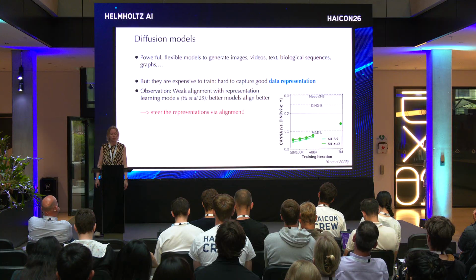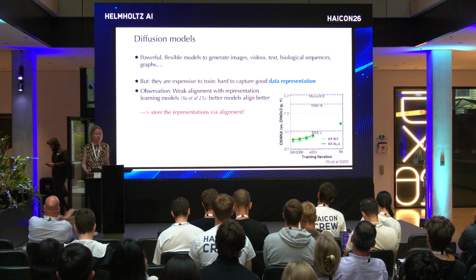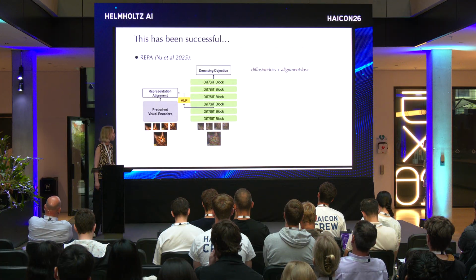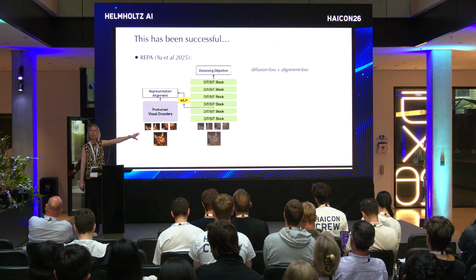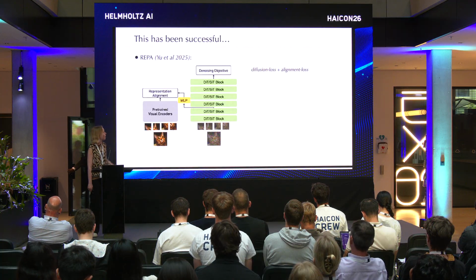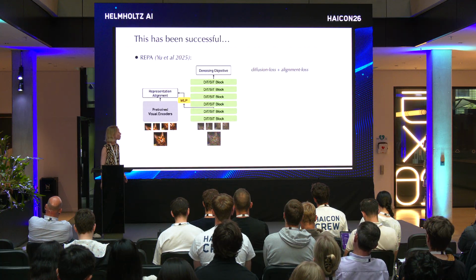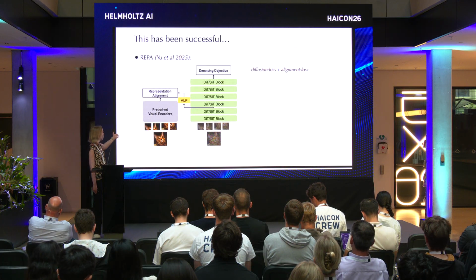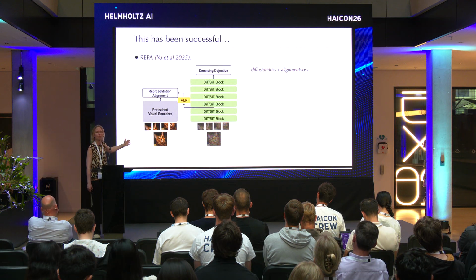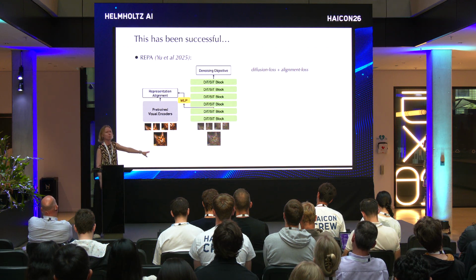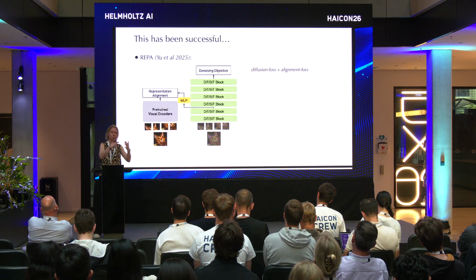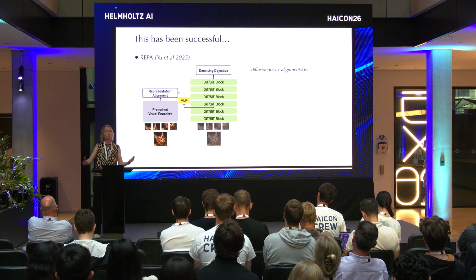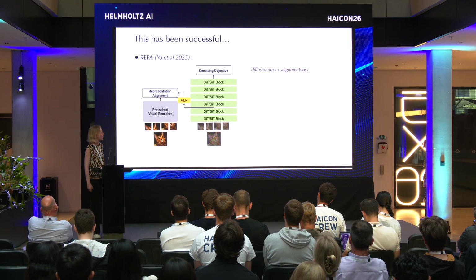This has been a successful idea. It has been tried for image generation. Here's an example of the idea. The diffusion model itself also uses these transformer blocks, and it has some internal representation. What you do is align that internal representation with a pre-trained representation of that data. So now it learns what the representation of that image is with some projection, because it's a noisy version of that image. That guides it towards learning a better representation, and it greatly accelerates training.